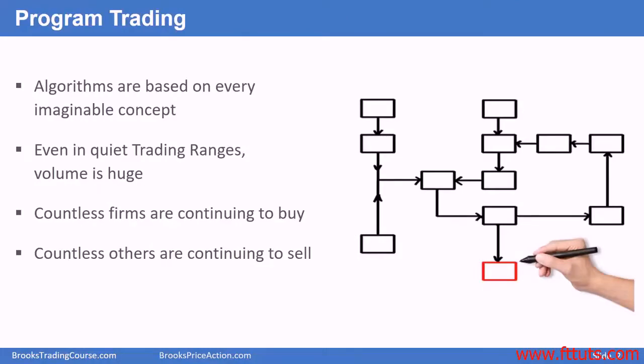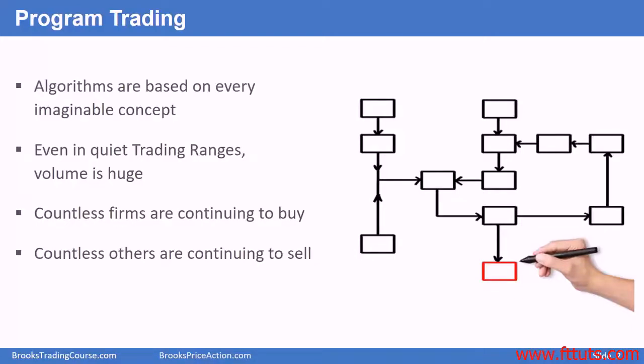Program trading simply means that institutions are using a software program that they wrote to trade automatically. It's automated trading. And the software logic is called an algorithm, and algorithms are based upon every imaginable concept. Even in a quiet trading range, when it appears that nothing is happening, algorithms are still buying and other algorithms are still selling because there's an opportunity to make money. It may be difficult for you or me to make money when the trading range is very tight, but high-frequency trading firms can make money.